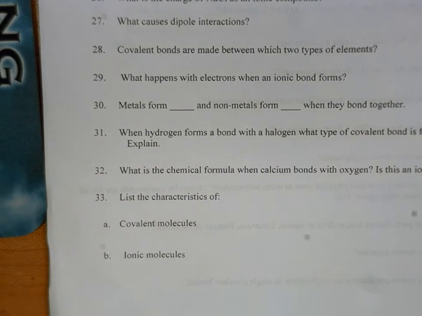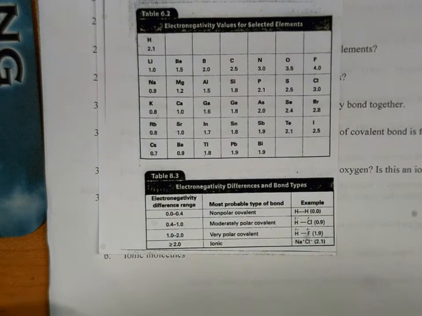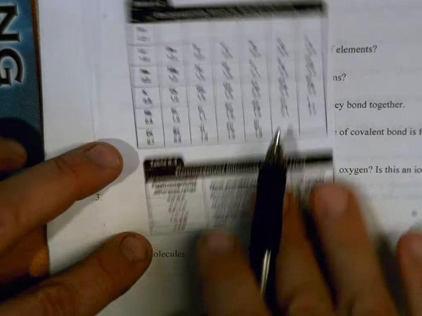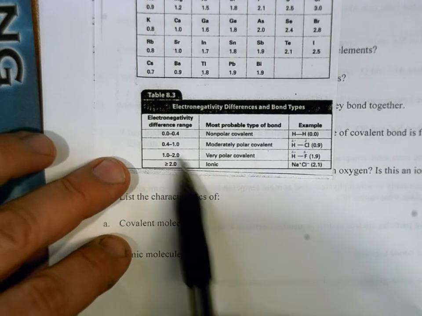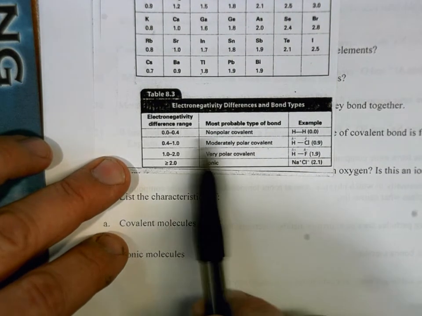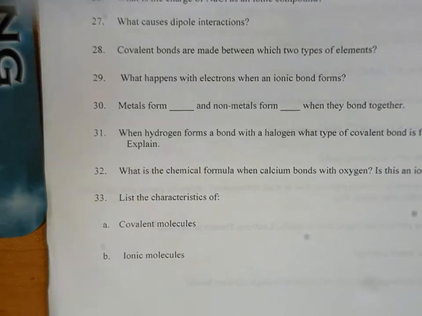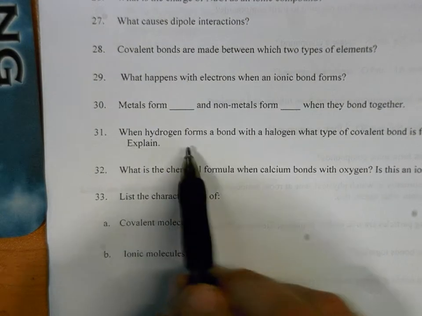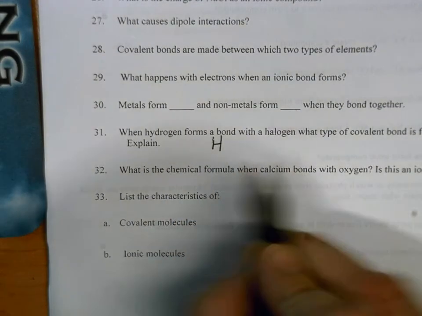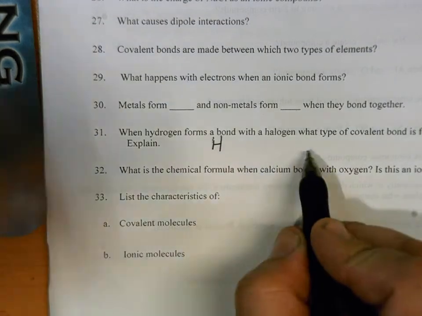So let's see, what do we got here? When hydrogen forms a bond with a halogen, what type of covalent bond is formed? Is it going to be polar or nonpolar? Well, this is going to have to do with electronegativity. So we've got our chart in the textbook that shows the electronegativities. And when we subtract those electronegativities, we get a number value, and that will tell us what type of compound it will tend to be.